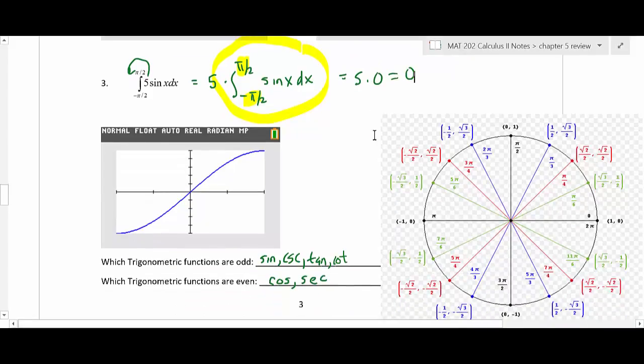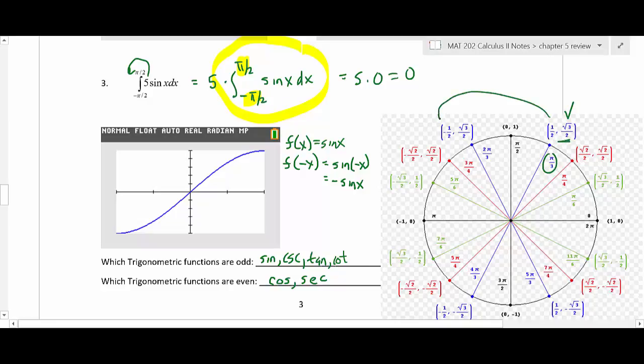Okay? Now, the reason that this is an odd function, again, is if f of x is equal to sine x, don't worry about the 5. If you do f of negative x, then you're doing the sine of negative x. Okay? And what happens when you do that is you end up getting negative sine x. The unit circle explains that. See, here's a sine right here. The sine of pi over 3 is square root of 3 over 2. But if x is opposite, then you end up having an opposite y value there.